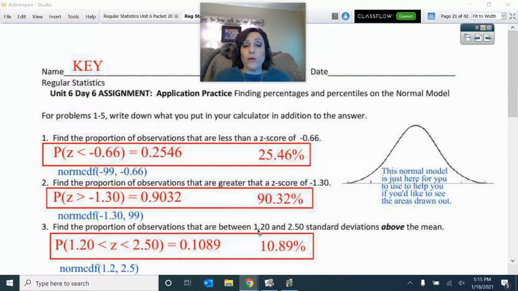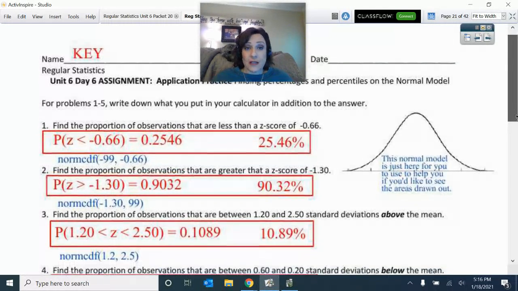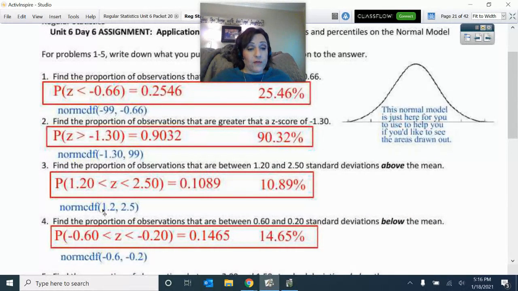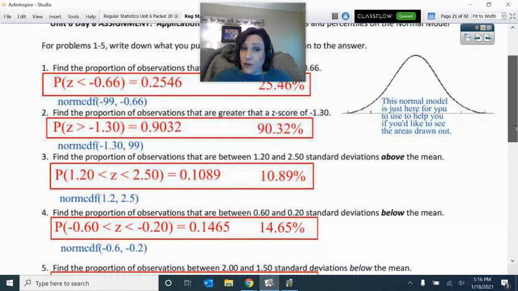Now here we were going in between. The important thing here is that we were going in between these two z-scores that are above the mean. If you have two z-scores above the mean, then that tells me they are positive. Look at how I wrote this. The z is in the middle because it is in between. I put the lower z-score, positive 1.2, on the left, and the higher one, positive 2.5, on the right. My inequalities point to the lower number because that's the smaller number: 1.2 is less than z, which is less than 2.5. So when I put it into my calculator, those are the bounds I put in, from the lower bound of 1.2 up to the upper bound of 2.5. That's 0.1089, and that's 10.89%.